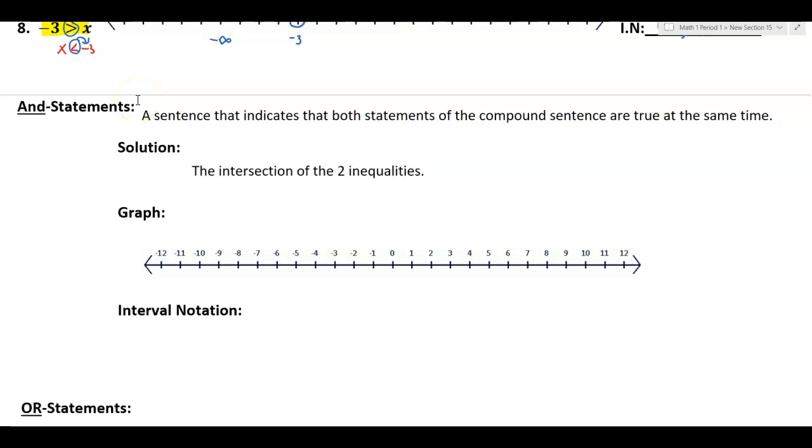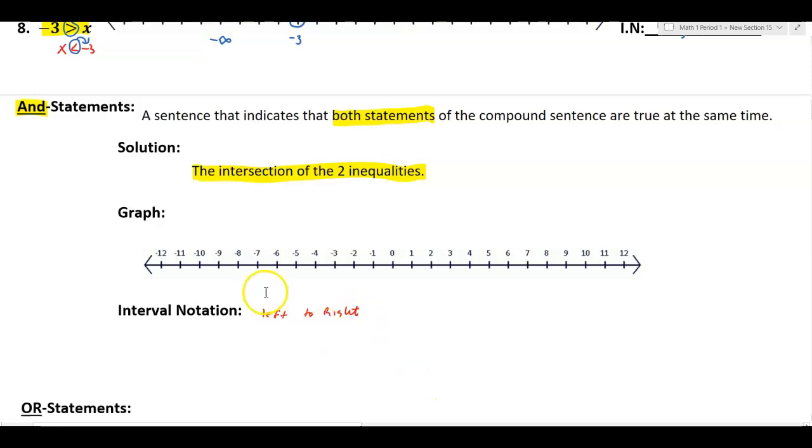So now when we talk about compound inequalities, when we look at AND statements, we again said that this is a sentence that indicates that both statements of the compound sentence are true at the same time. And this tells us when we have our graph, we're looking for the intersection of the two inequalities. Now again, when we write our interval notation, we are looking to write this from left to right.